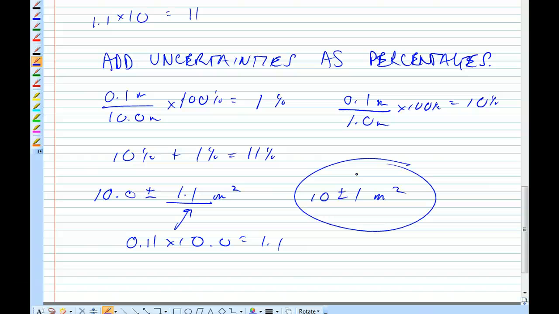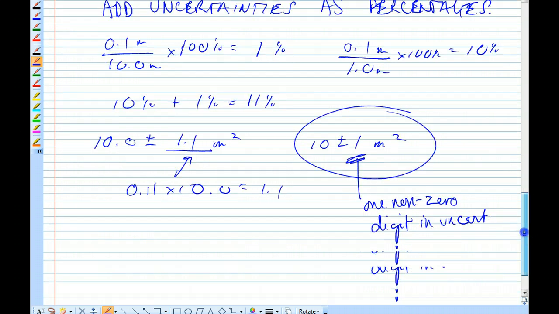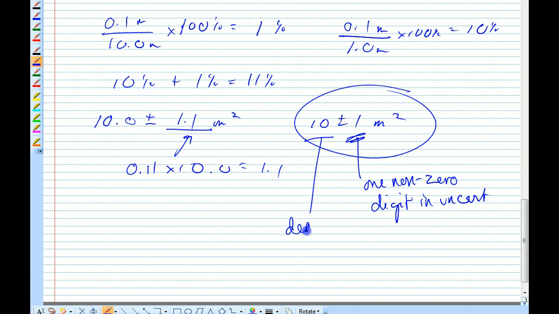So in general, those are the rules we'll apply. There's 2 rules. We want 1 non-zero digit in the uncertainty, and then we want the decimal places to agree with our answer. Okay? So first, adjust your uncertainty so that you only have 1 non-zero digit, and then in your actual measurement, shave off the decimal places to match the uncertainty. Okay? And that'll work for you.